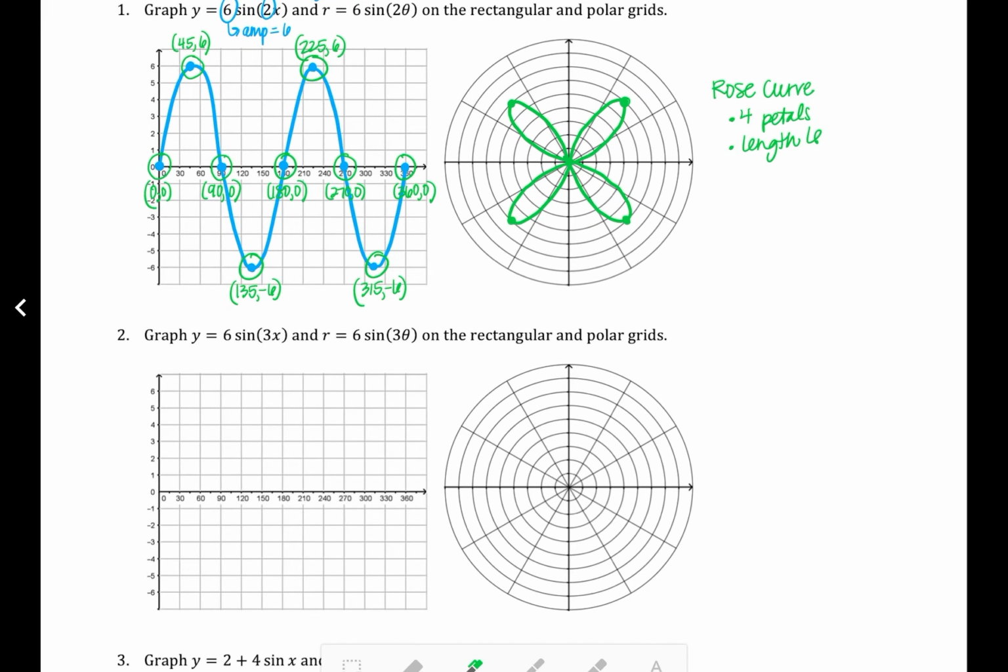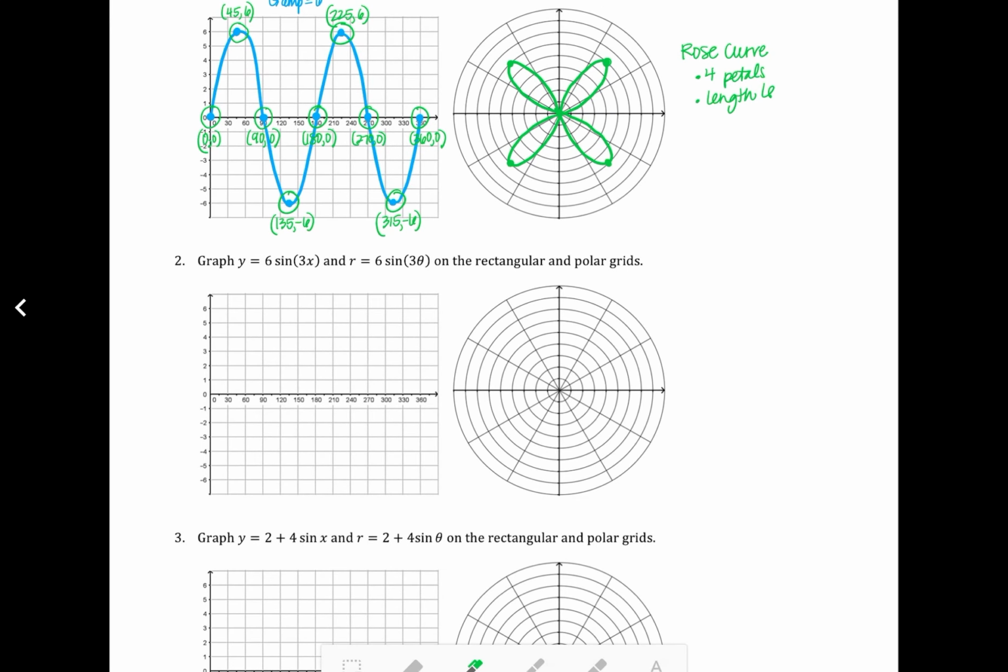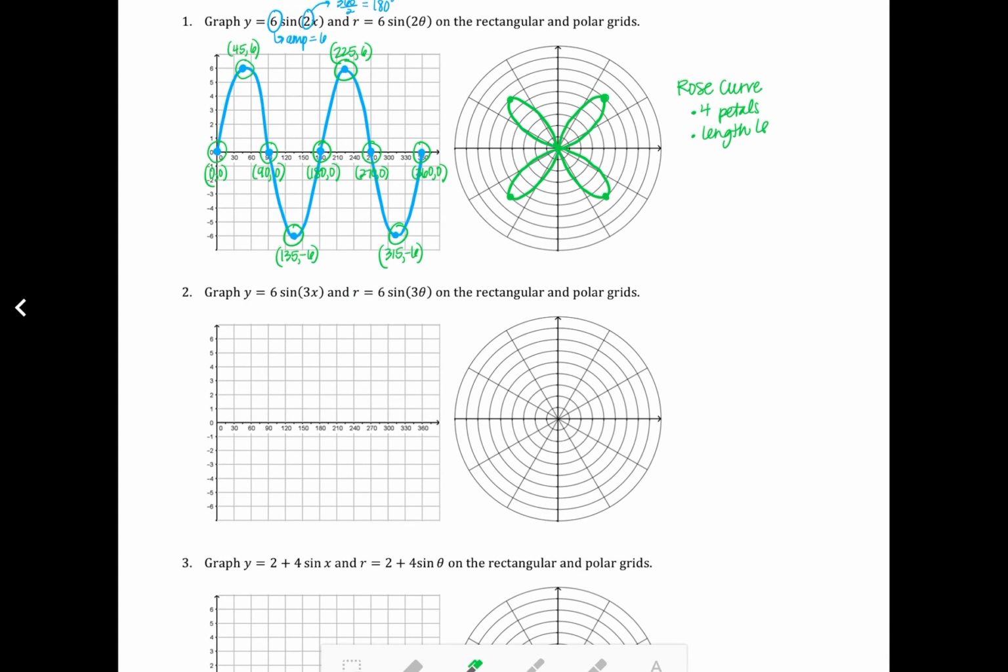So try number 2 and number 3 on your own. You can check these with Desmos. Desmos does graph polar coordinates, or you can check them with a classmate or check them with me in class tomorrow. I hope you guys have some fun with this task. It is tricky, but it is doable. Bring your questions to class tomorrow.